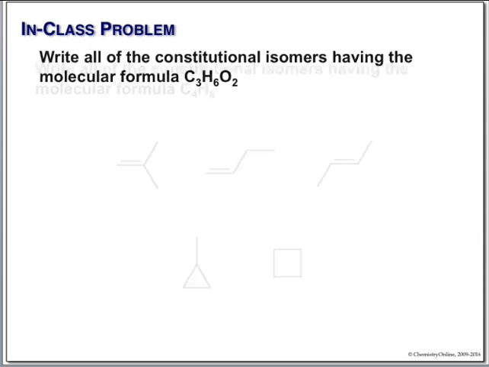All right, one more here. This is the one that was on the exam. C3H6O2. Now remember, oxygen has a valence of 2, so we need 2 bonds to every oxygen, and 4 bonds to every carbon. So go ahead and write quickly.